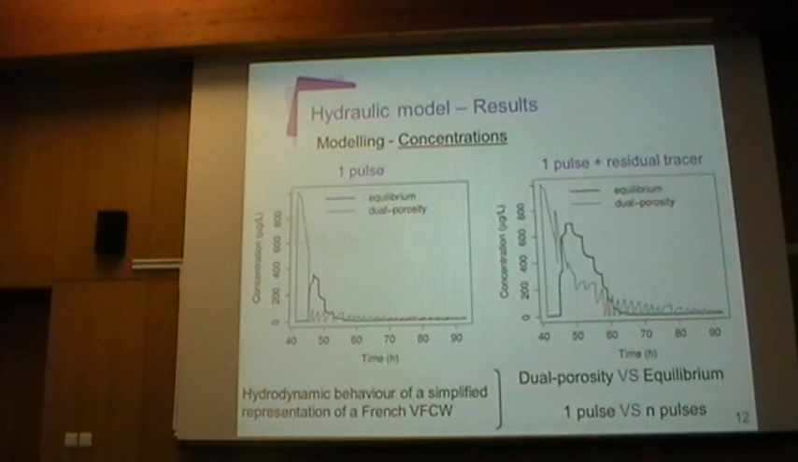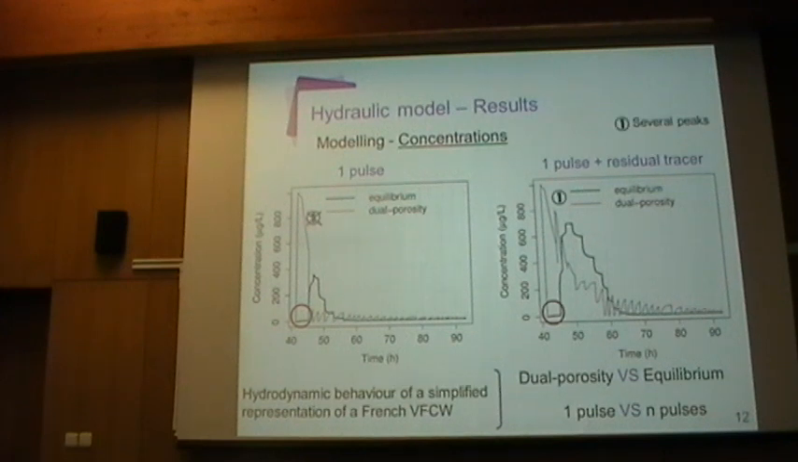Here you have the modeling results for the equilibrium model and the dual porosity model. On the left for one tracer pulse, and on the right for several tracer pulses. First, we see that the tracer leaves the system faster with the dual porosity model than with the equilibrium model. Indeed, the tracer leaves the system from the first batch with the dual porosity model, and we have to wait for the second batch to see the tracer with the equilibrium model.